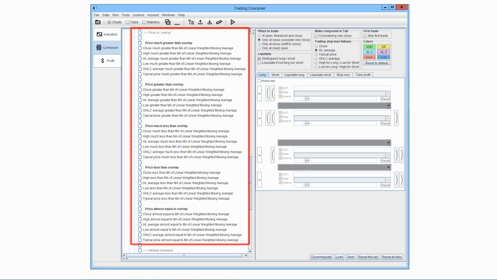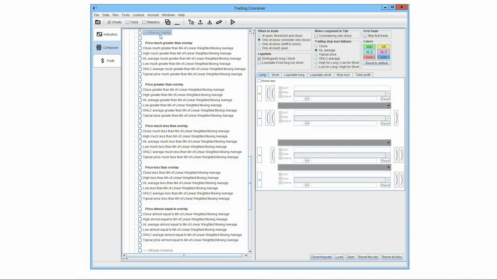Here, the elementary trading algorithms obtained by comparing the price with the value of the overlay are described. In this case, the overlay is the base indicator. The algorithms comparing the price with an overlay are price much greater than overlay, price greater than overlay, price much less than overlay, price less than overlay, price almost equal to overlay. More precisely, the price is not compared with the overlay itself, but with its moving average for greater flexibility.